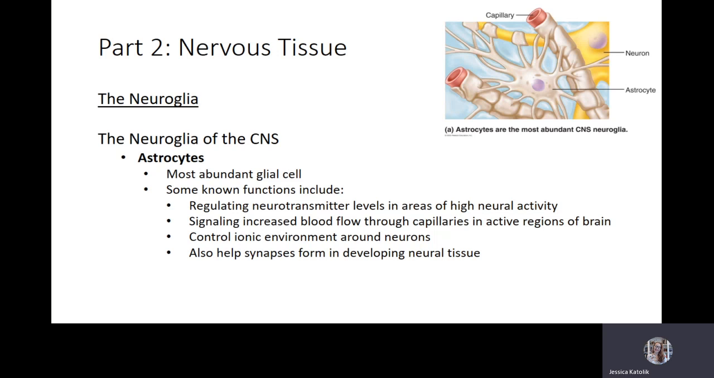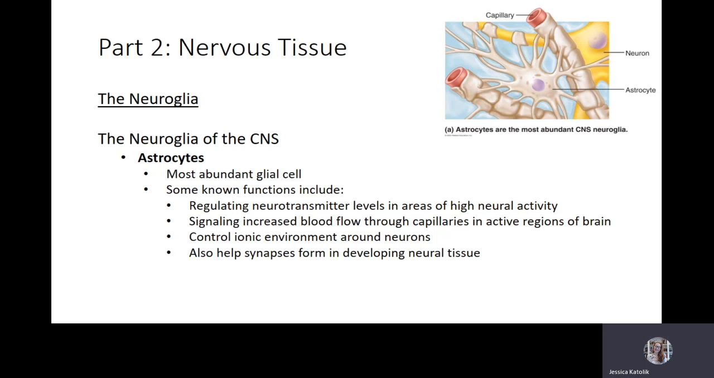Within physiology, astrocytes are being studied currently, and so we don't really understand all of the functions of the astrocytes, but some of the functions that we are familiar with are the following. They can regulate the amount of neurotransmitters in a synapse, especially in areas where there is very high neural activity. And it will do this by stimulating reuptake.